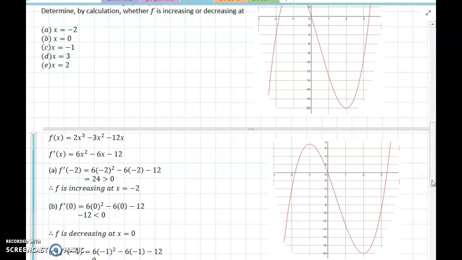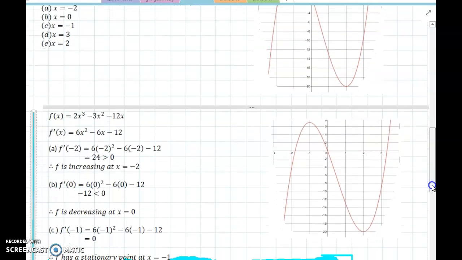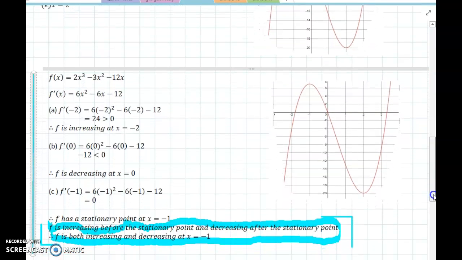And of course we can do it for minus 1, same principle. The question is asked, is it increasing or decreasing at that point? So I substitute minus 1 into the gradient function, and I get 0. So when the gradient is 0, at that point we have a stationary point. You can see here on our sketch, minus 1. Yes, if I draw a tangent there, the gradient of the tangent would be 0, showing it's a stationary point.